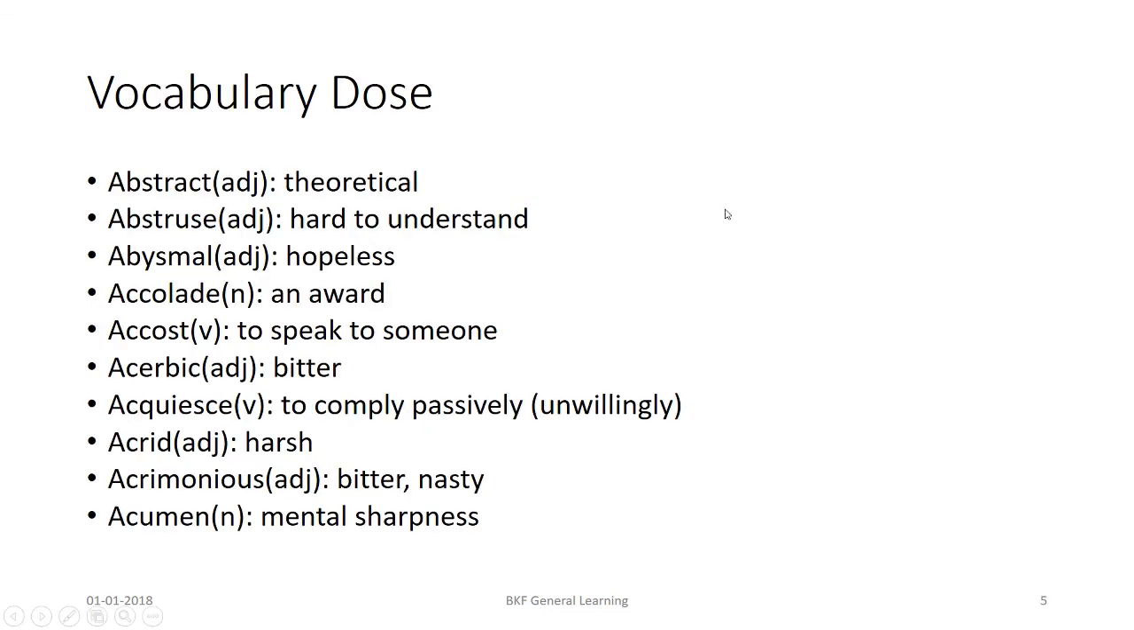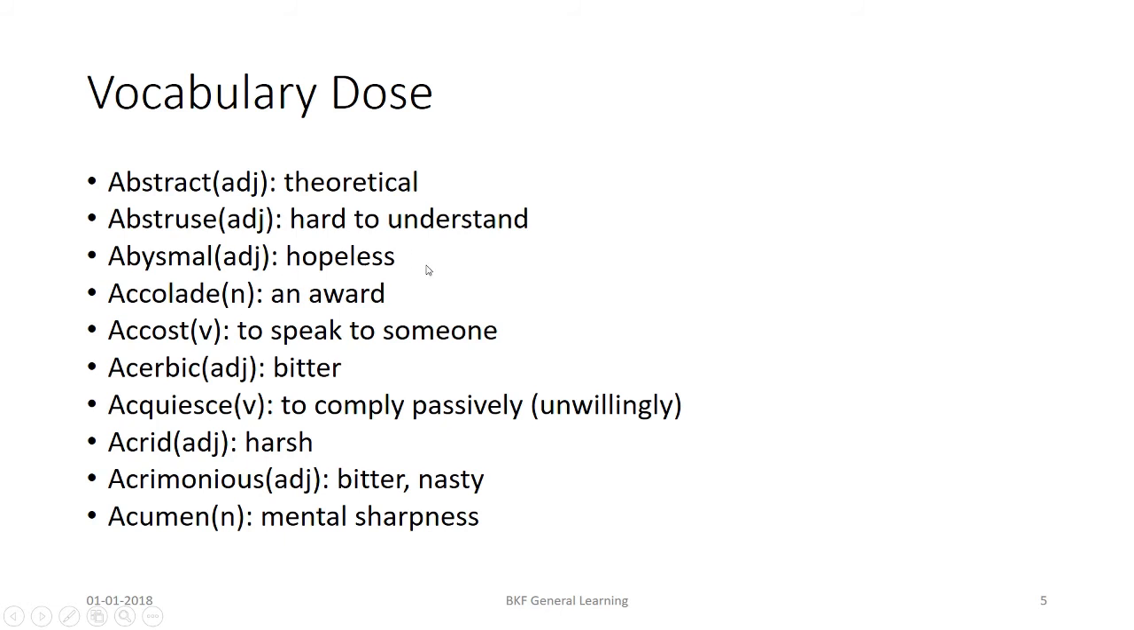So these are the 10 important words for today. First is abstract, which is an adjective. It means theoretical. Second word is abstruse. It's also an adjective. It means hard to understand. So I can say that that topic was very abstruse.